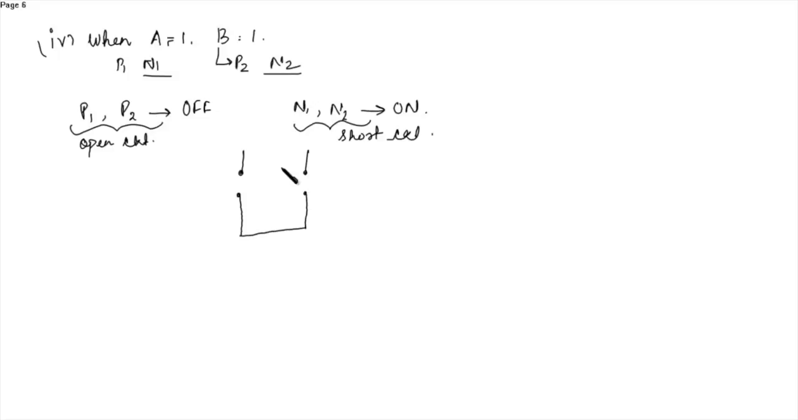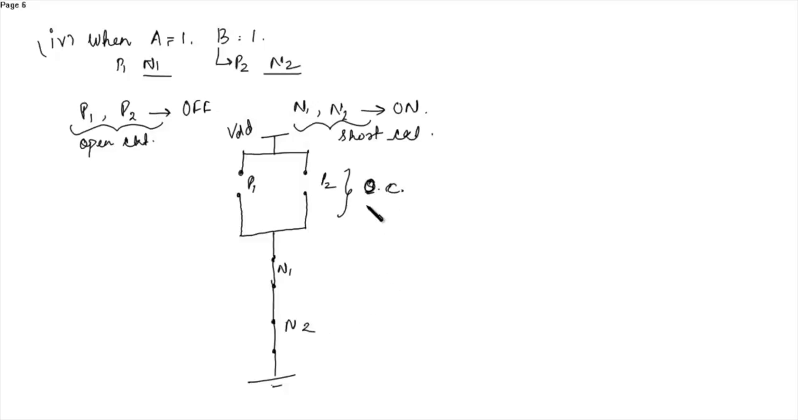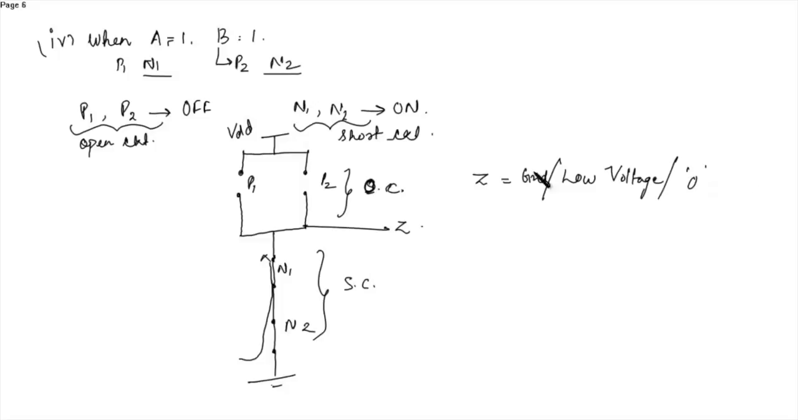So here this is connected to VDD. And here both will be short circuited. So this is P1, P2, both open circuited, and N1 and N2 are both short circuited. Now the output obtained at Z will be driven from ground. So the output Z will be equal to low value or low voltage, or you can say 0. So when A is equal to 1, B is equal to 1, the output obtained will be 0.